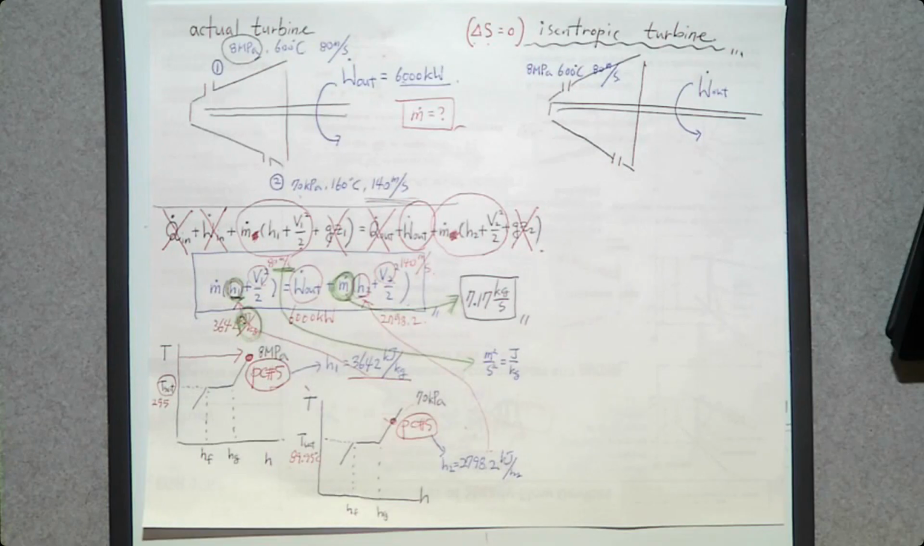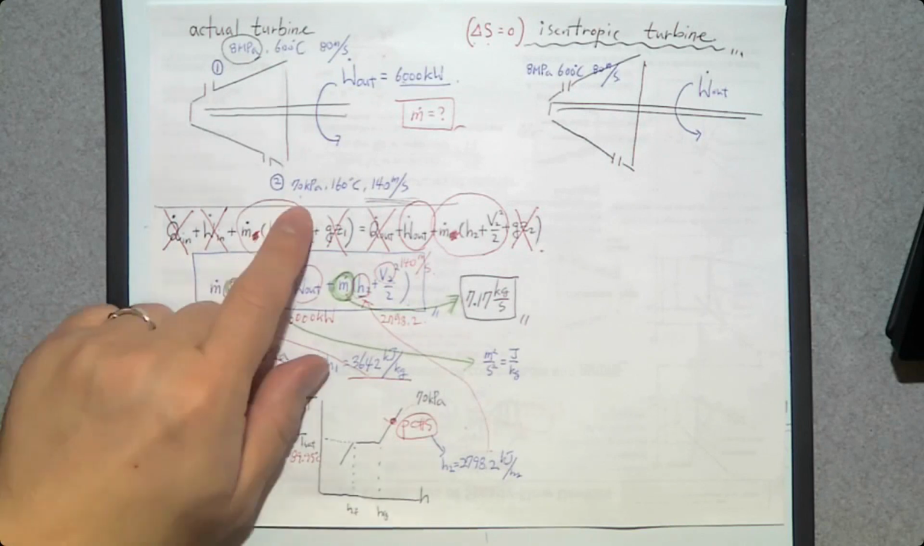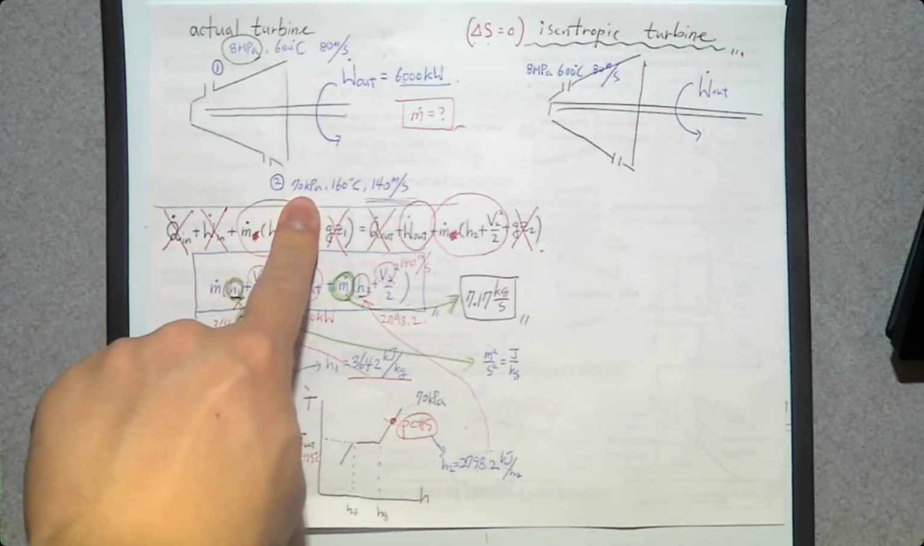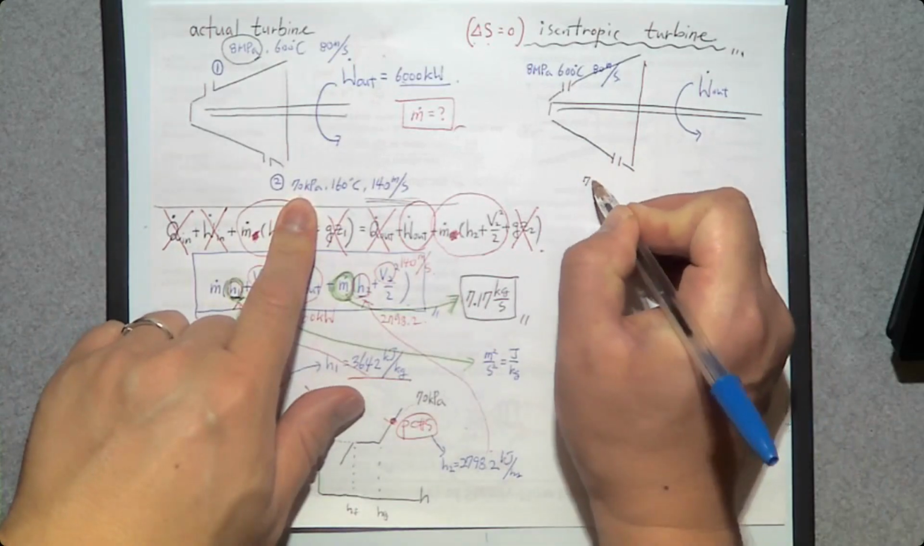If that is open to the atmosphere, the pressure is going to be the atmospheric pressure. If it is connected to another pipe, the pressure at the exit depends on the pipe condition. So 70 kilopascal cannot change. So 70 kilopascal.